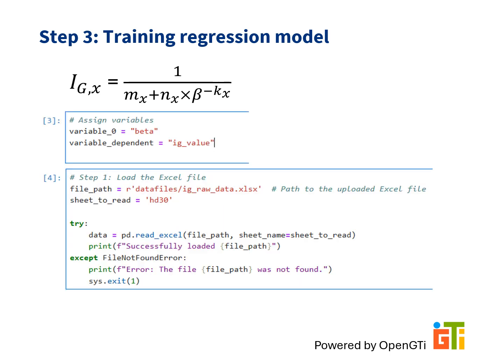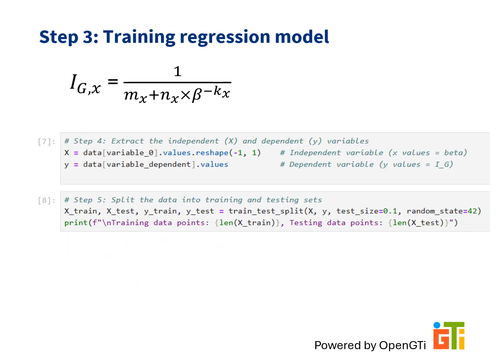I create two variables, that is an independent variable beta and dependent variable IG. The program reads the Excel file for h/d equals 30 and stores the data into a temporary data frame. Then I use train test split to divide the data into training and testing sets, dedicating 10% of the data to the test set. I also set random state equals 42 to keep our split consistent for reproducible results.